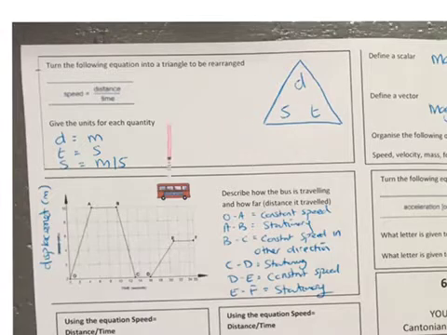And then if you wanted to work out distance, it's distance equals speed times time, because they're together. If you want to work out speed, it's distance over time, and the same if you want to work out time, it's distance over speed. Distance is measured in meters, time is measured in seconds, and speed is measured in meters per second.